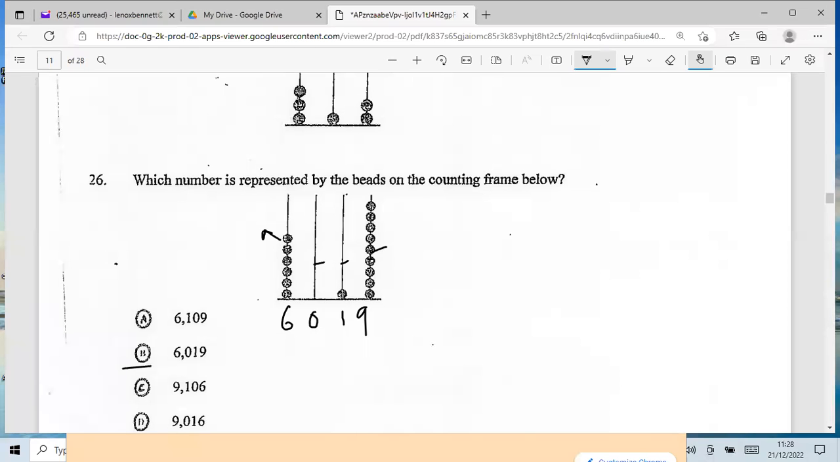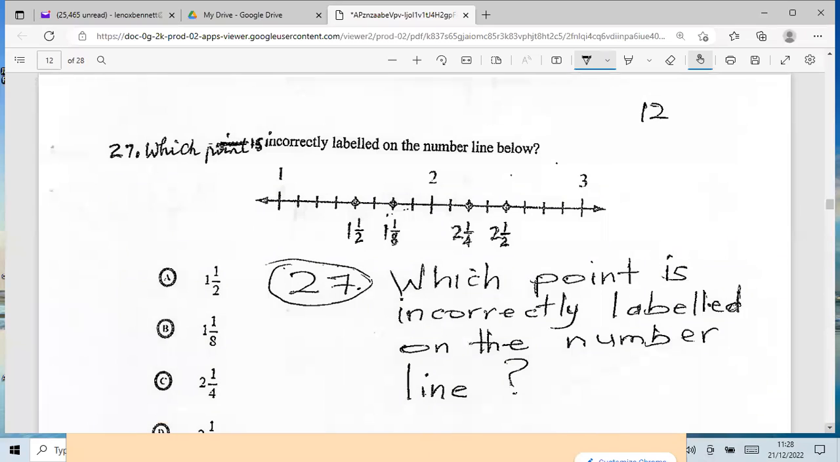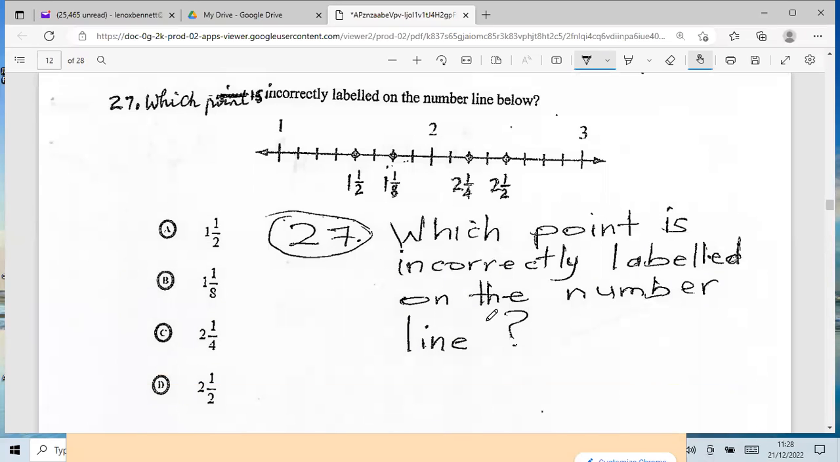All right, let's move on to 27. We're getting there now, guys. Which point is incorrectly labeled on the line below? So 27. Just WhatsApp me that answer. If you think it's A, B, C, which is incorrectly labeled. Just look for the values and tell me which one is incorrectly labeled, all right? And that's 27. So let's type in 27 and the letter.